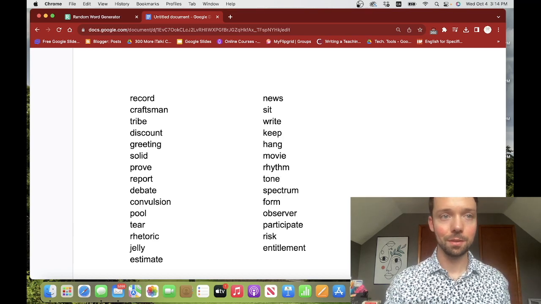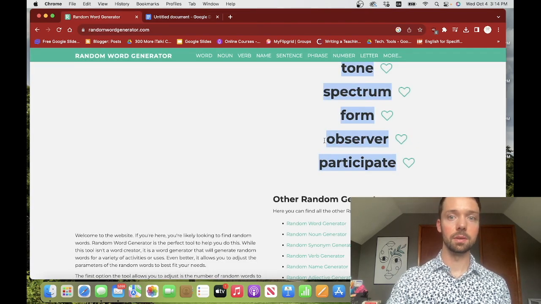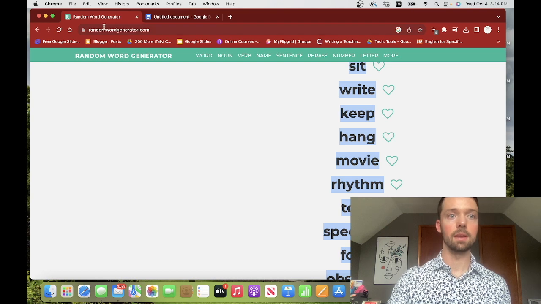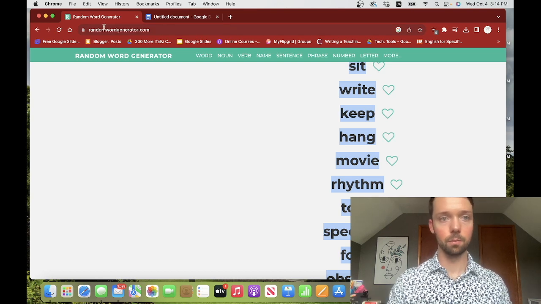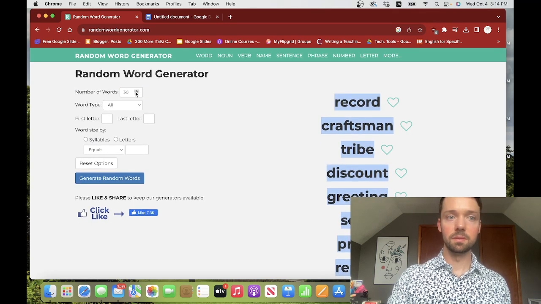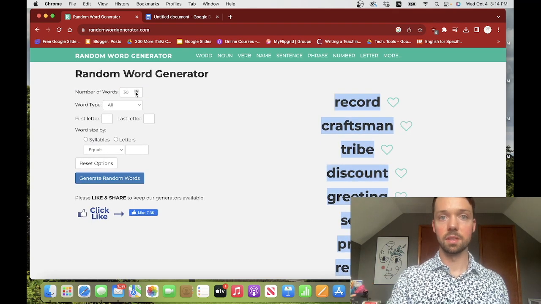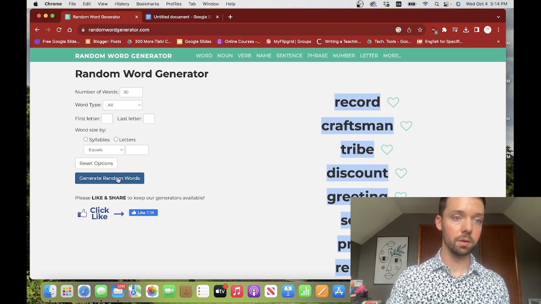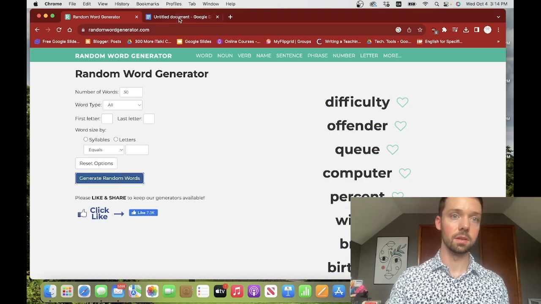Word categorization works like this. So the first thing that you would do is come on over to this random word generator, or any random word generator you could find on Google. After that, just generate a certain amount of random words. It could be 20, 30, 40 random words, and you're good to go.